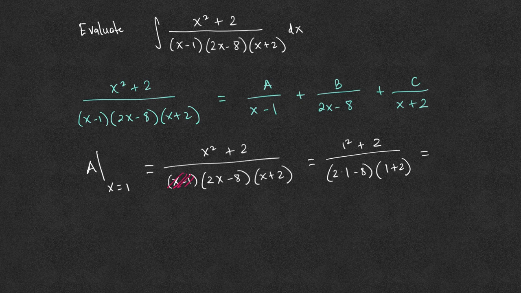Simplifying this, the numerator is 3, the denominator is negative 6 times 3, so this is negative 1 over 6. So the coefficient A is negative 1 over 6.